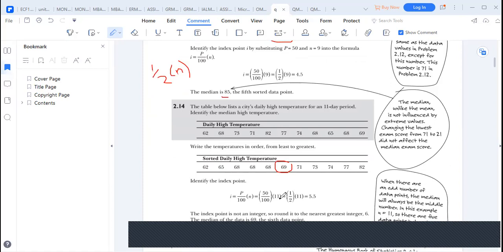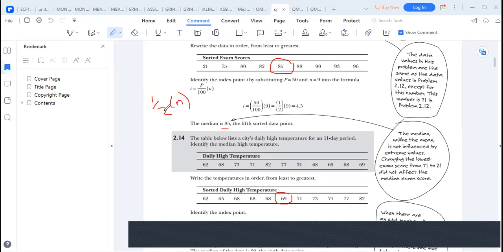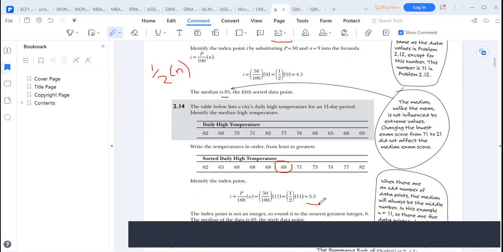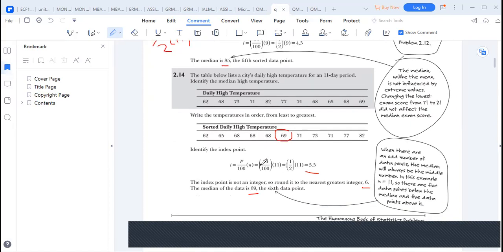Why did you, there were 11 scores, but why did you get 12? So I'm saying 11, half of 11 is 5.5. Oh, then 6. Okay. 5.5 gives us 6. So 6 is what we round up to from 5.5. So we get the 6th integer. And the 6th integer here is 69. All right.